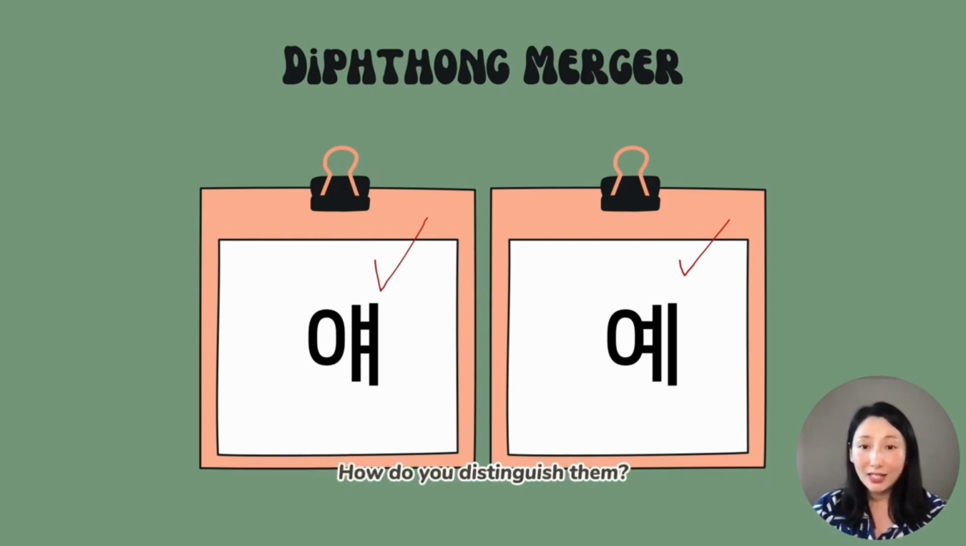How do you distinguish them? You will have to understand context. When you read, you will have to know the spelling. For example, 얘기 is a talk. And there's another word, 예쁘다, meaning pretty.